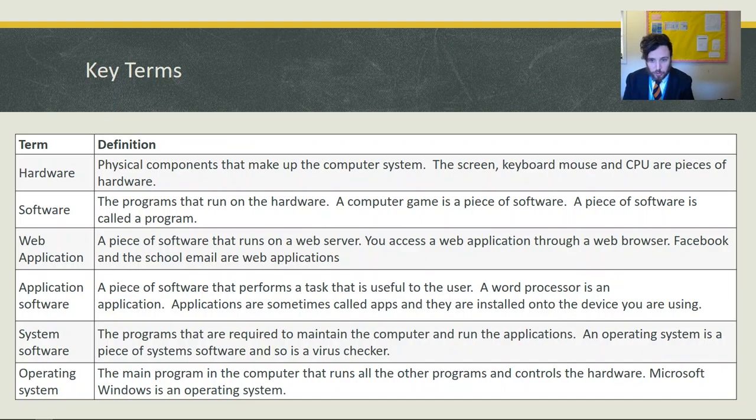Whereas just below that, we've got system software. So system software are the bits of software that are required for the day-to-day running of the computer. So for example, Microsoft Windows, or an antivirus checker would be a piece of system software. And then finally, the largest piece of system software you've got is the operating system, like Windows or Android on a phone. This is basically a bit of software that runs all the other software. It's known as an operating system. I hope that's been useful, and look forward to further videos from you.